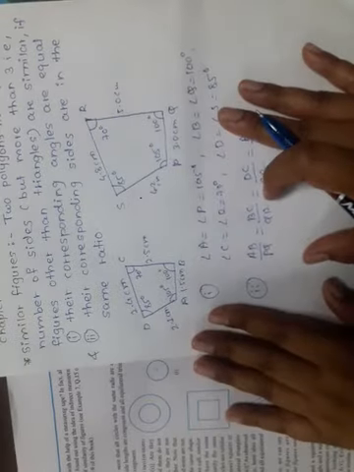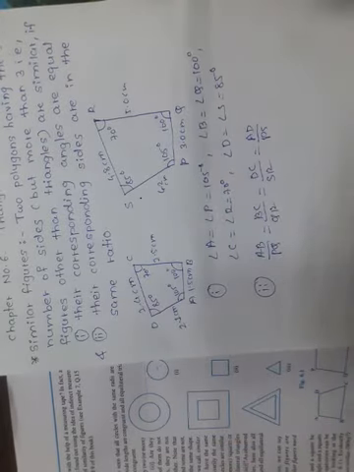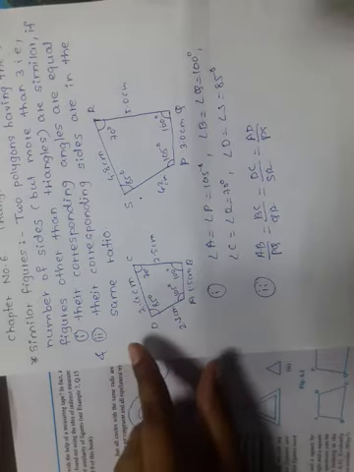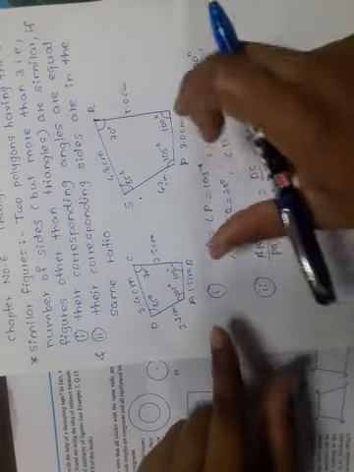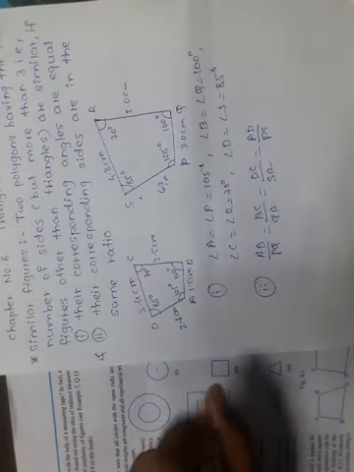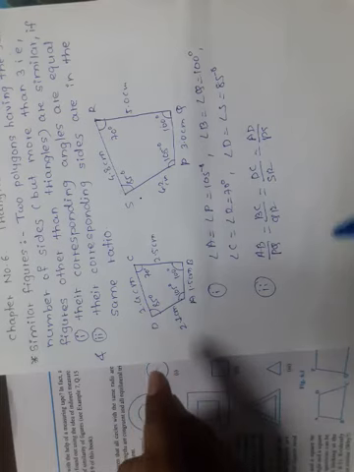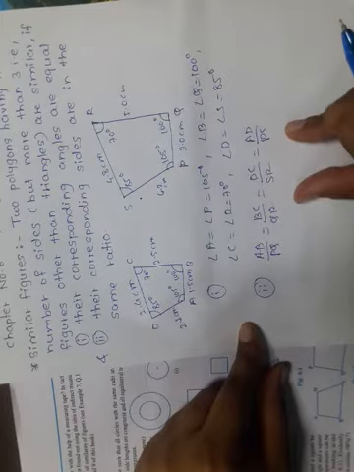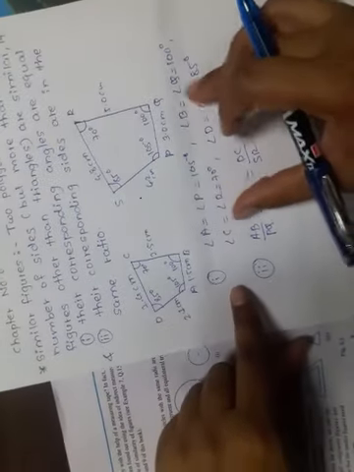Remember this, because we need this definition all over the chapter. This is important to us. Similar figures means that their corresponding angles are equal, and the second condition is that their corresponding sides are in the same ratio, meaning the ratios of corresponding sides must be equal. So the angles are equal, and the first condition is satisfied.